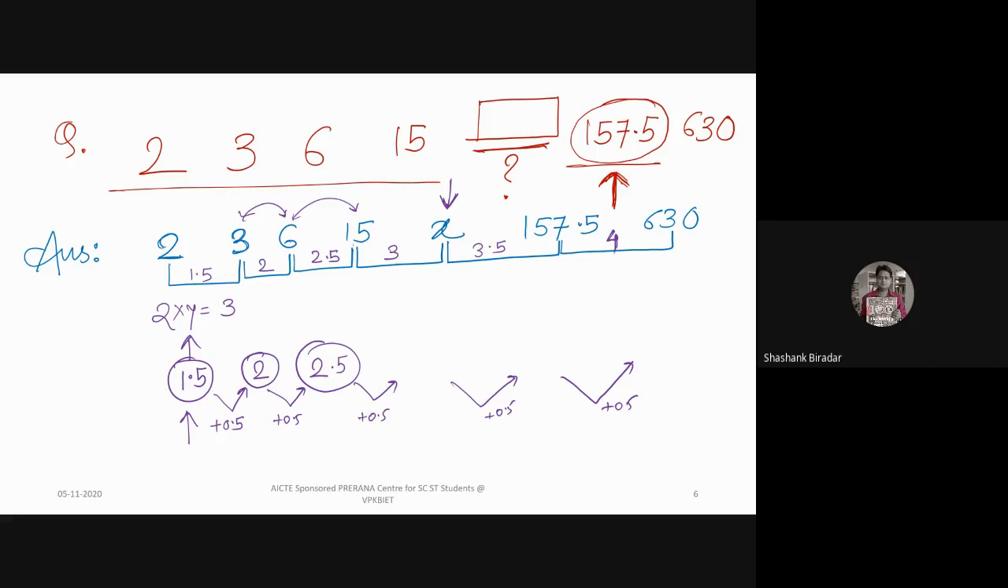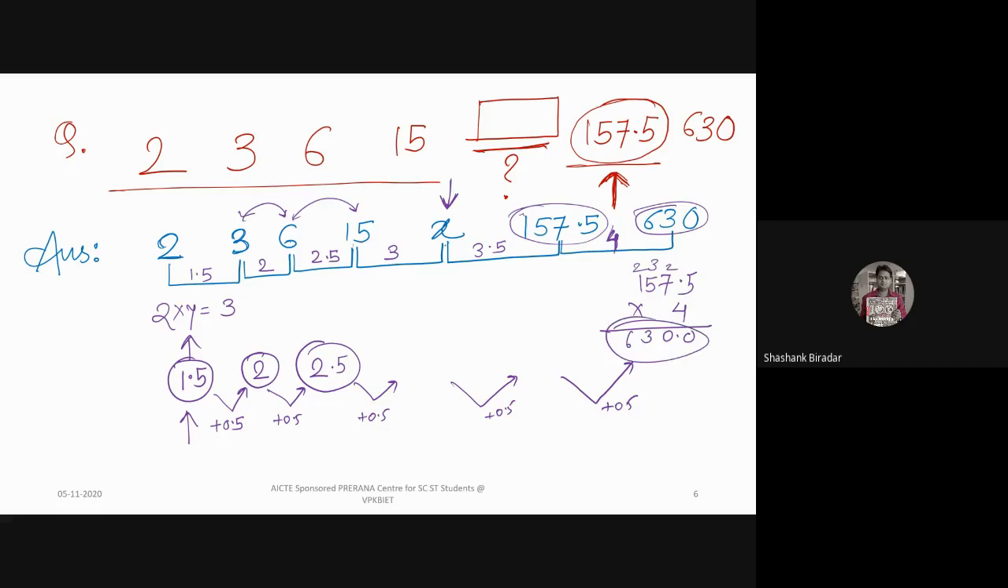Let us test whether we are going correctly or not, because it is very easy to calculate. The multiplication of 4 with this number should give me 630. So 157.5 multiplied by 4 is 630. Yes, we have got this 630. So our logic is working correctly.